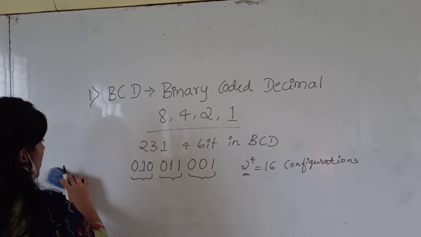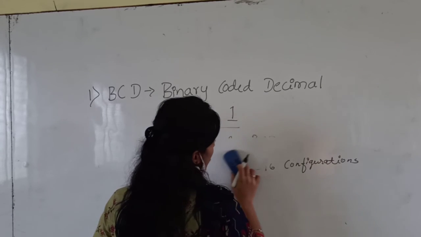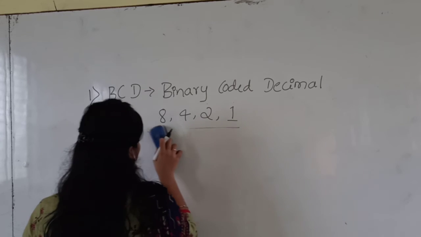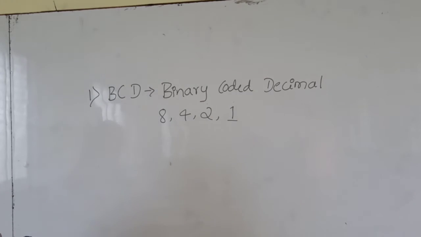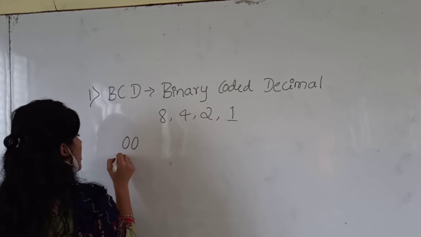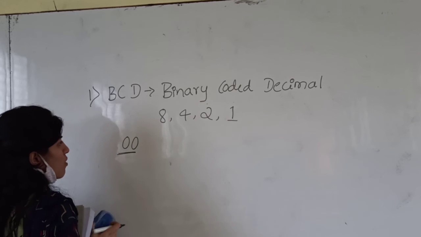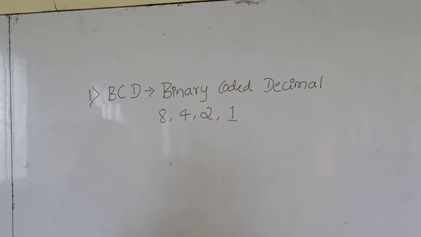BCD code is nothing but writing a binary equivalent of a particular number using the 8421 code method. It is for 4 bits. In case of 6 bits, you can just create a zone of 2 bits. In case of 6 bits, there are a total of 64 possibilities for 2 to the power 6 bits.